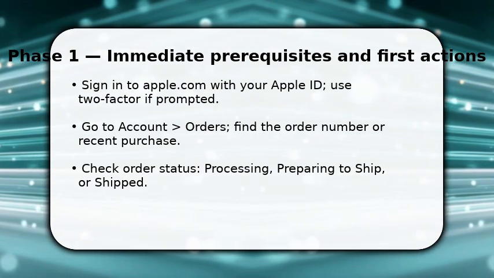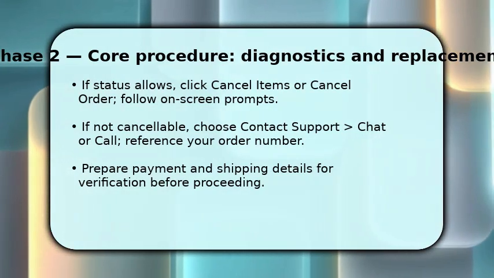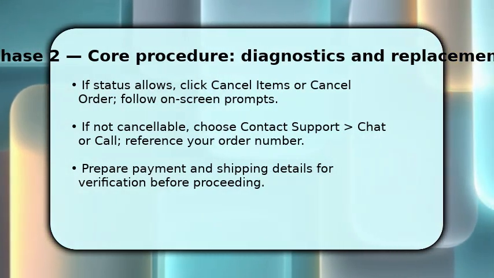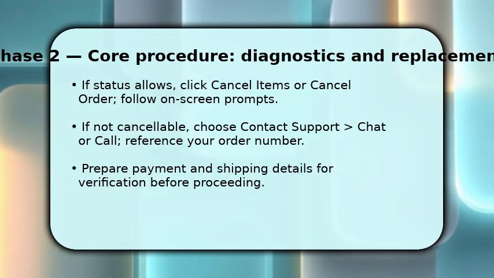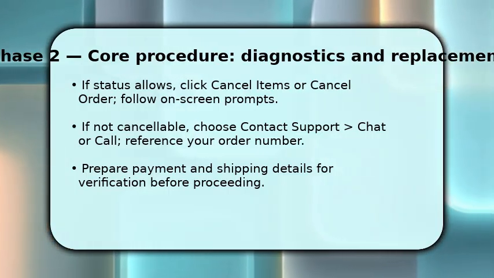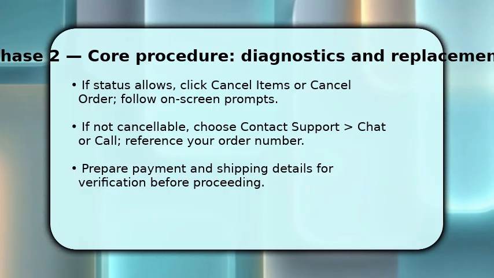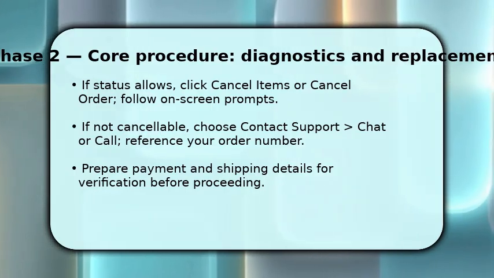If the order status shows cancelable, click Cancel Items or Cancel Order and follow the on-screen prompts. Confirm the specific items and submit the cancellation. Once done, look for an email confirmation and refund timing.